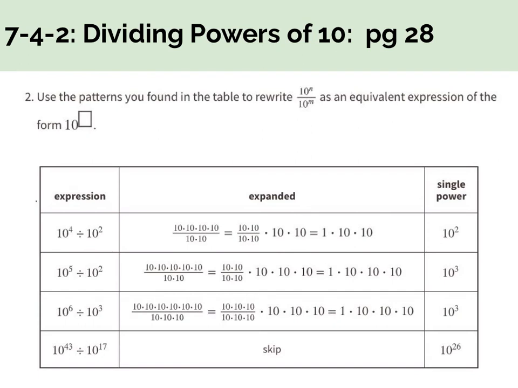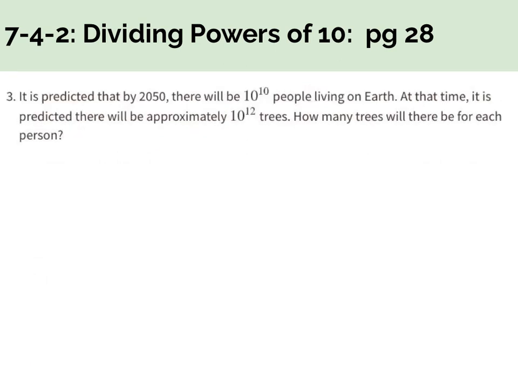So here's our table. Again, it says use the pattern to find a mathematical expression for what we've been doing. So we took the first one, we went 10. We're taking the n and we're minusing off the m. So when we have a power to a power, we're going to subtract the first power from the second one. All right, using our information on page 28, let's answer number 3.